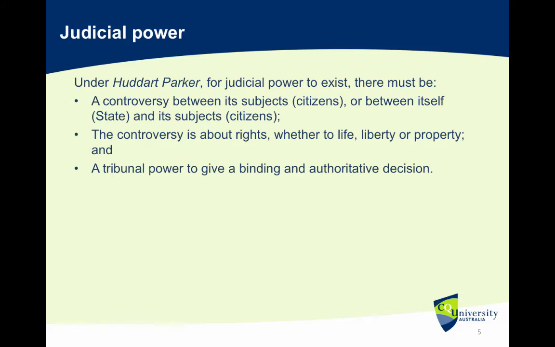Now, it needs to be emphasized that these three elements of when a judicial power is said to exist actually relate to the power of federal courts to only decide when there is a matter before it. So if you look at Section 75 of the Australian Constitution, it is clear that the jurisdiction of the High Court, for example, can only be exercised when there is a matter before it.